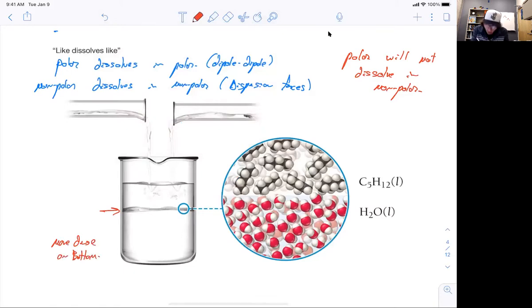And there are some non-polar chemicals that are more dense than water, and you'll learn a lot about those in OChem, but they sink to the bottom of water. But we've got this layer here. The polar molecules have pushed the non-polar molecules out.